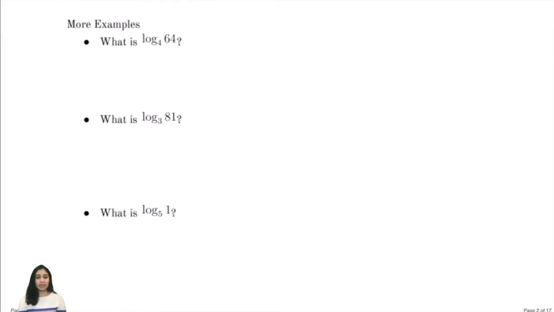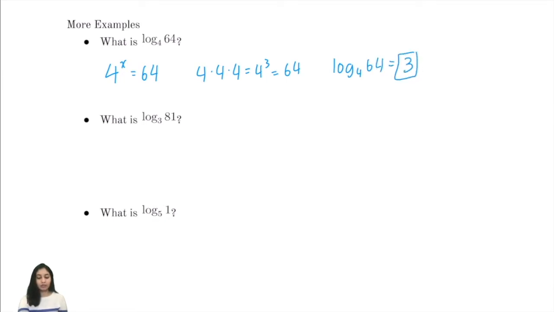Now let's look at some more examples. For the first one, what is log base 4 of 64? So we want to know how many 4's we need to multiply to get 64, or what power of 4 we need to get 64. In this case, 4 times 4 times 4, or 4 cubed, is equal to 64. So log base 4 of 64 will be equal to 3, and that's our answer.